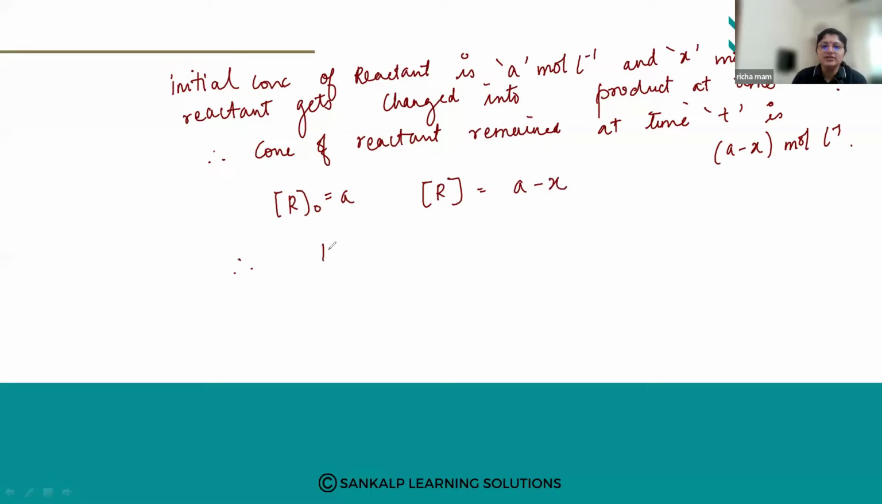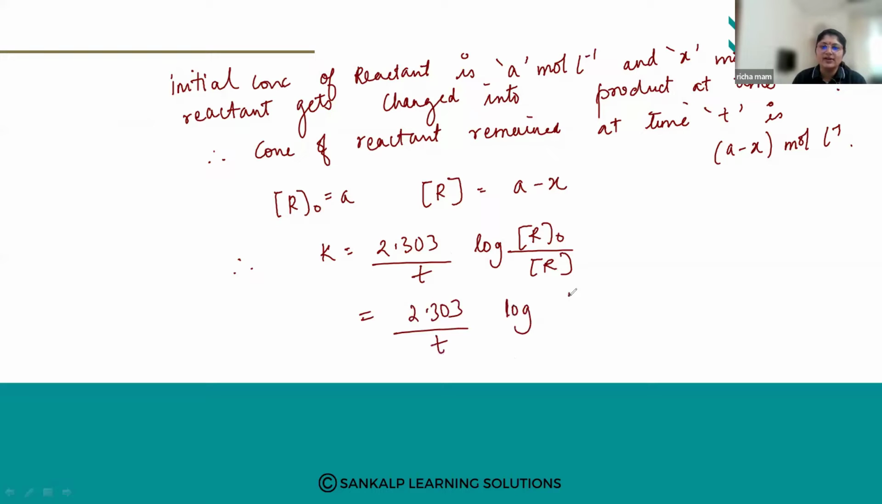So if you put this in the 2.303 by T, log of R naught by R equation, and put the values in this particular equation, what are we going to get? 2.303 by T log of A by A minus X.